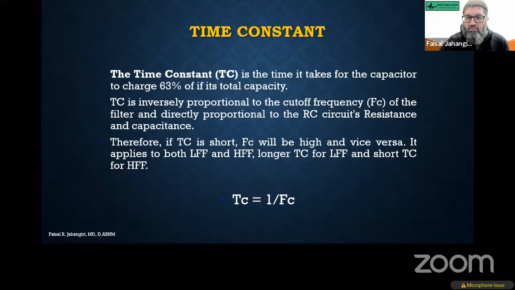As we talk about the capacitor, the time constant is the time it takes the capacitor to charge to 63%, and it is inversely proportional to the cutoff frequency. So when we are setting up the frequency cutoff filter, it depends on the time constant, and it is inversely proportional to the time constant. So time constant is equal to 1 over cutoff frequency. If the time constant is short, the cutoff frequency will be higher, and if the time constant is longer, the cutoff frequency will be smaller.